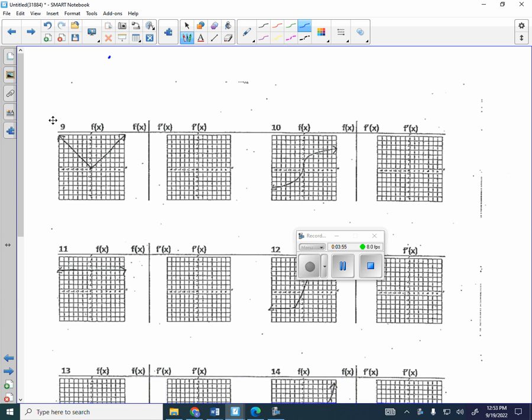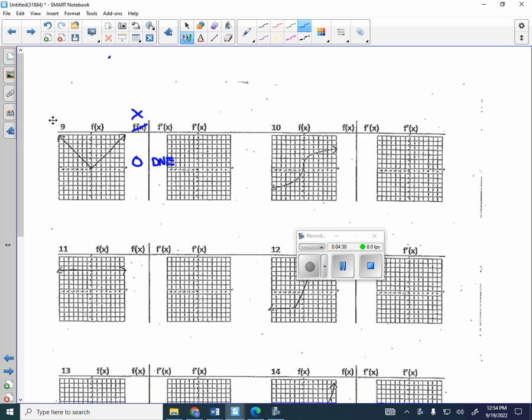Can somebody tell me something about the derivative for number 9? Very good. So at 0, it does not exist. So you cannot determine the slope at 0. So therefore, the graph of our derivative will be discontinuous at that spot. Okay? Tell me something about the slope before that. It's negative, and in fact, it has a value we actually know.